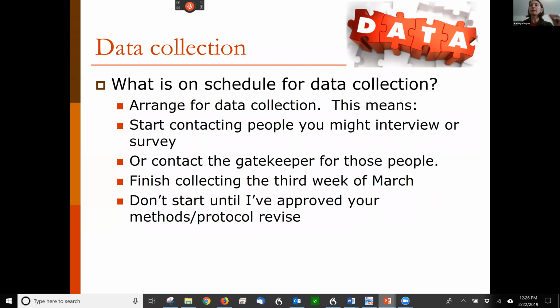Now, you could start thinking about how to arrange it right now. So you may want to start contacting people that you might interview. You may want to contact a gatekeeper for those folks, right? So you can start thinking about it now before I've approved fully. Just don't do the actual data collection until then. And we're going to finish collecting data around the 3rd week of March. So we've got a little over a month for this process, but I just want to give you a heads up.